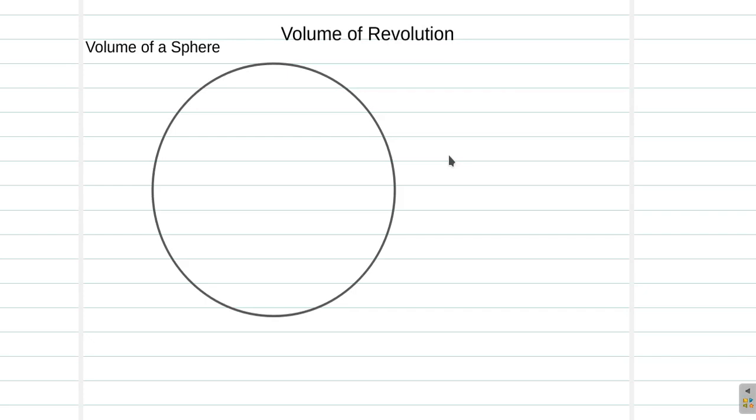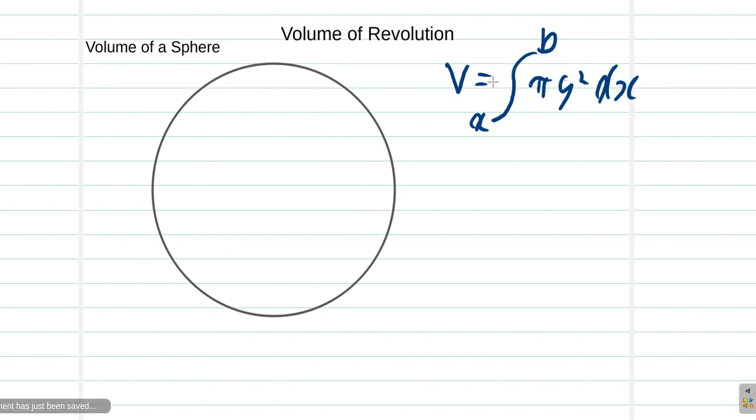We looked at how we come up with the formula for volume of revolution, the general volume of revolution. The volume is the integral from a, where you start, to b, where you end, of pi y squared dx. Alright? Now, a and b, in this case, are on the x-axis.